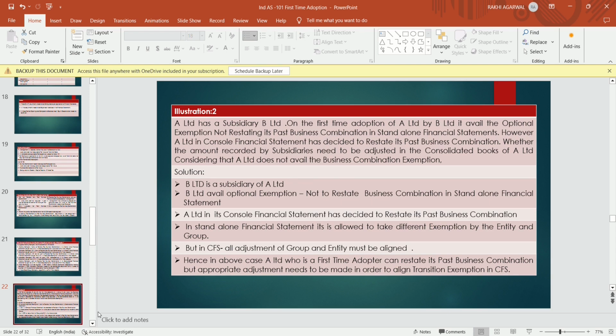In standalone financial statements, it is allowed to take different exemptions by the entity and the group. But in CFS, all adjustments of groups and entities must be aligned. Hence, in the above case, A Limited, which is a first time adopter, can restate its past business combination. But appropriate adjustment needs to be made in order to align the transition exemption in CFS.